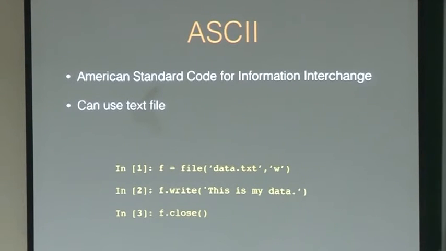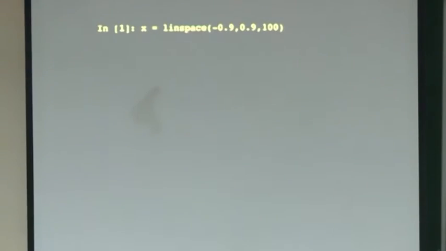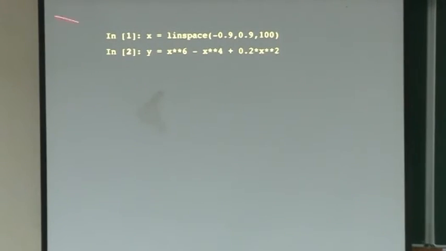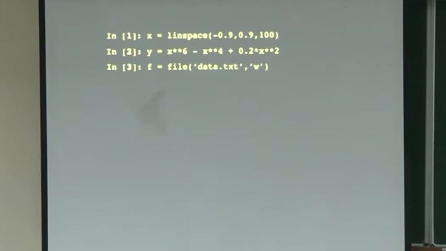Now if you want to write some array, how will you do that? Please stop me if you have any problem understanding. For that I have x is linspace. Everyone knows linspace. It goes from -0.9 to 0.9 with 100 data points, and y is some function. It's a simple function, but it could be very complicated. You can solve an ordinary differential equation and get some y. Then again I have created an object f with data.txt, and I have written 'this is my data'. Hash is the comment.